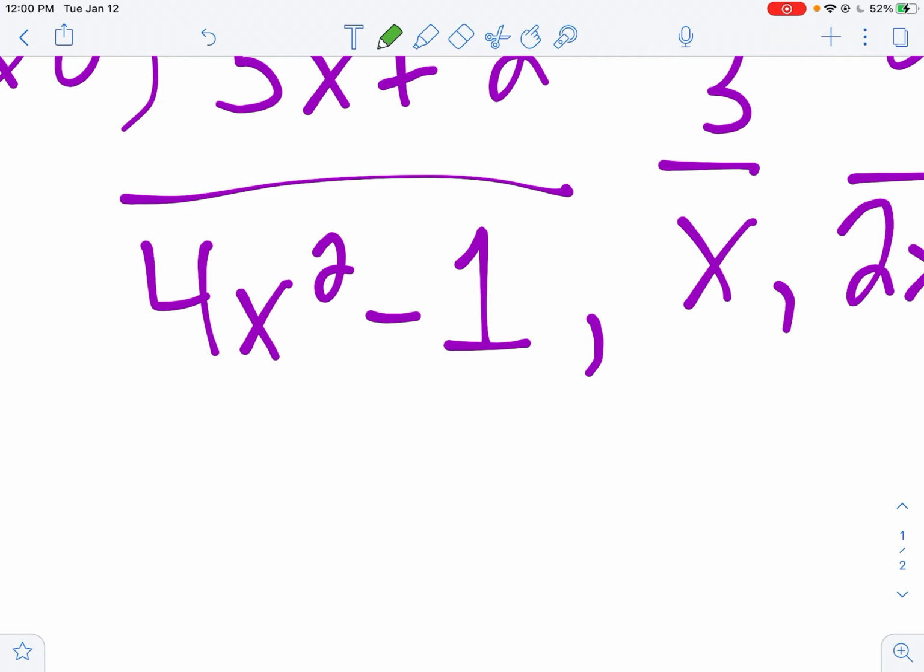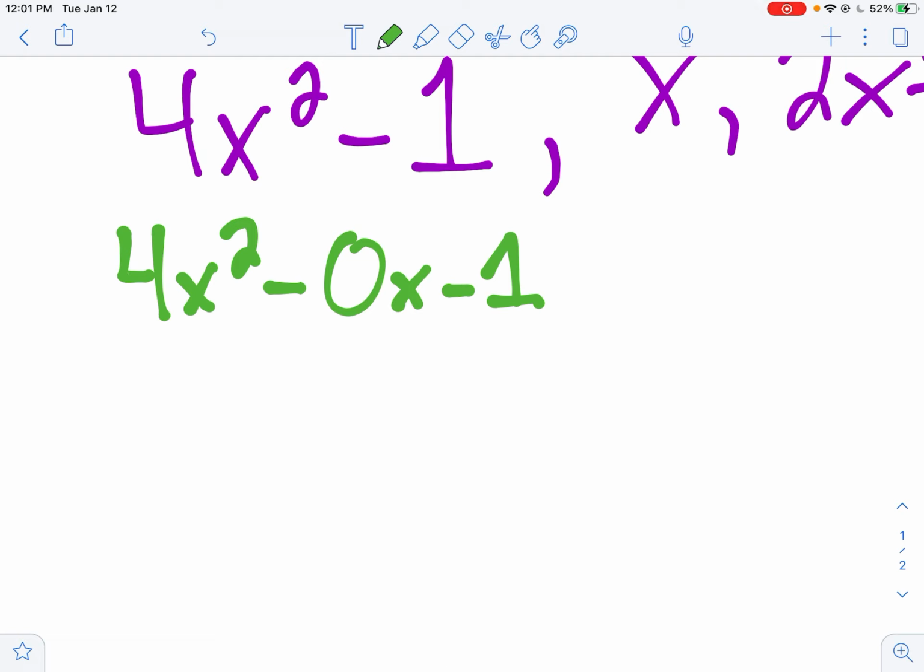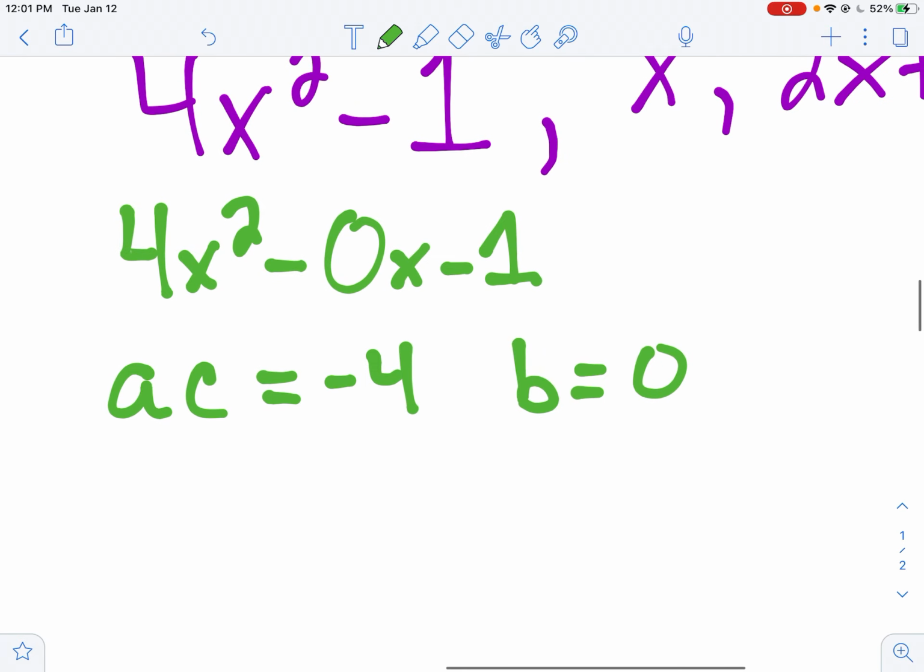Some people are more comfortable approaching it this way as a quadratic. They'll do, okay, 4x squared, I don't have anything in the middle here, so I'm just going to put minus 0x minus 1. Then they use this opportunity to use the box method, which I like. I think it's cool. So I'm going to identify a times c, which would be 4 times negative 1, which gives me negative 4, and then b equals 0. So I want two factors of negative 4 that add up to 0, which would give me negative 2 and positive 2.